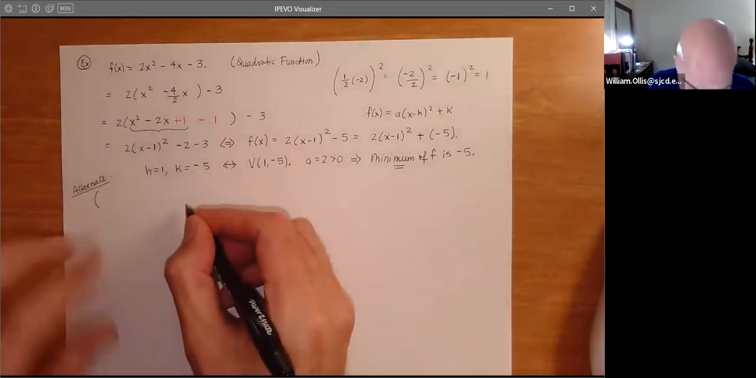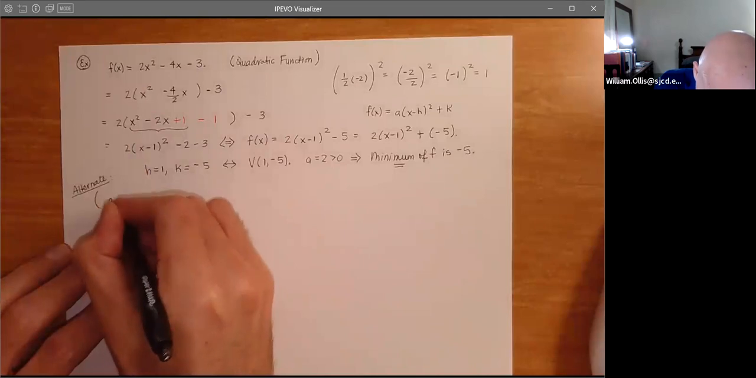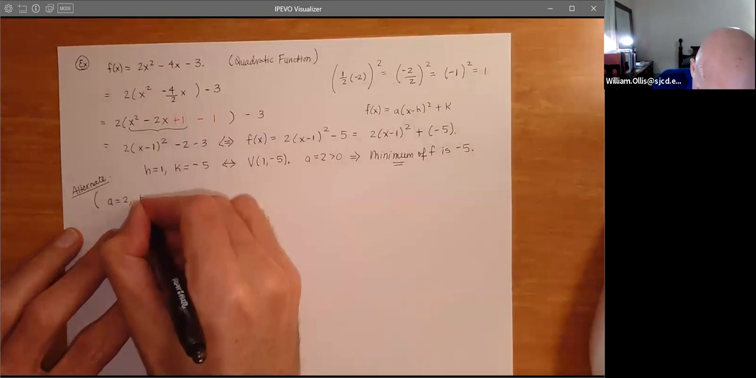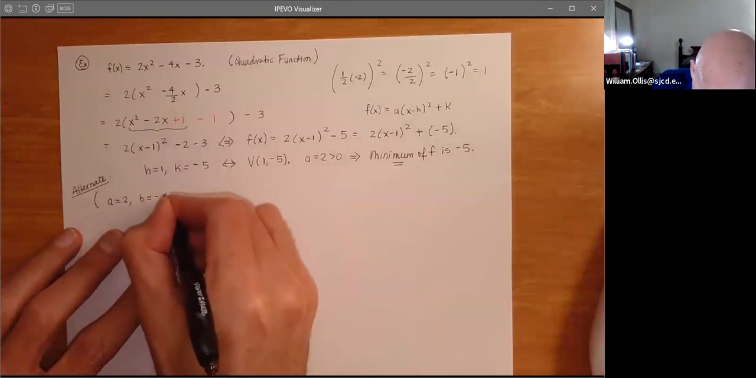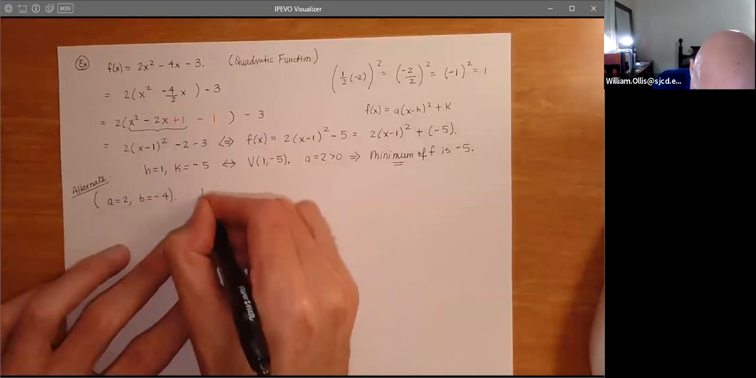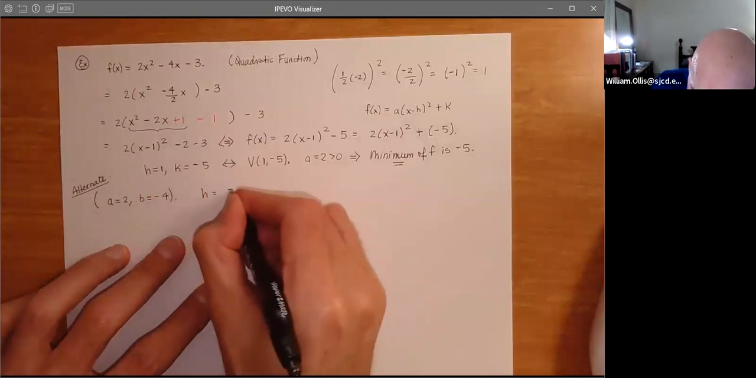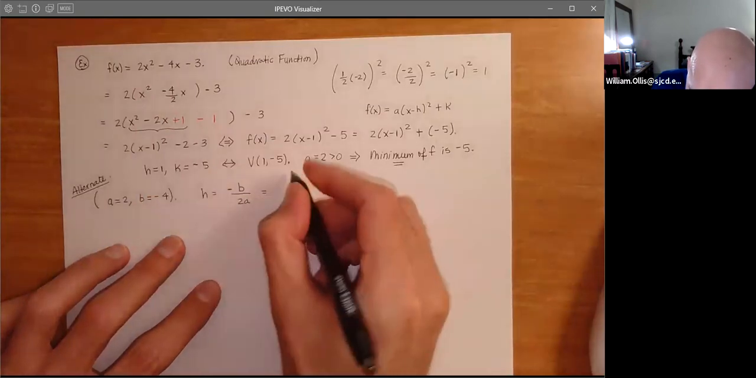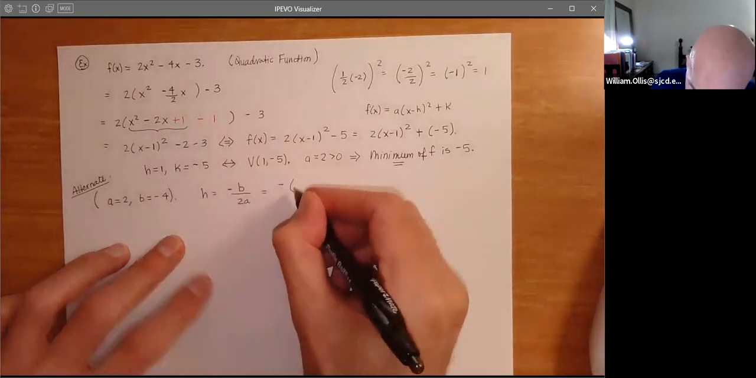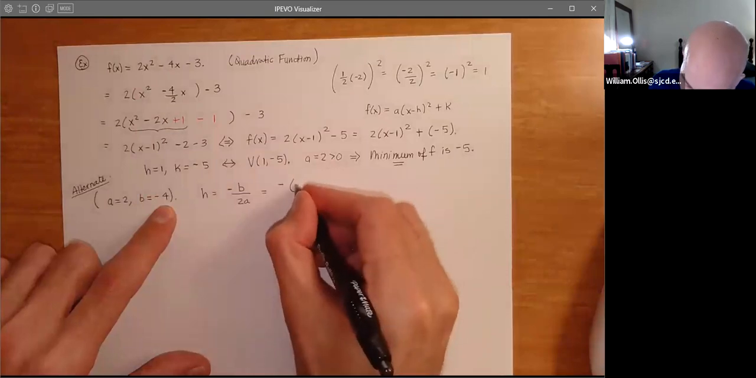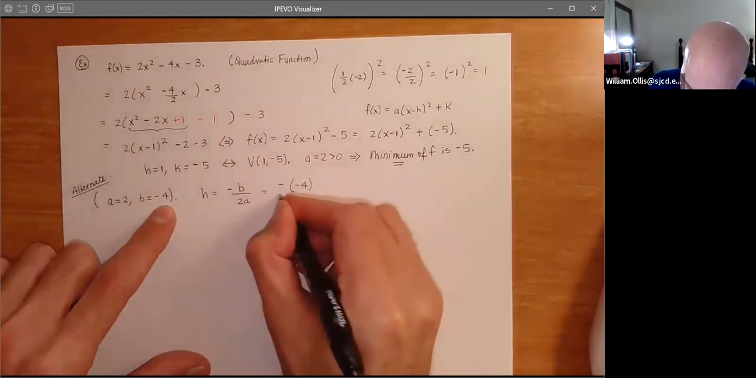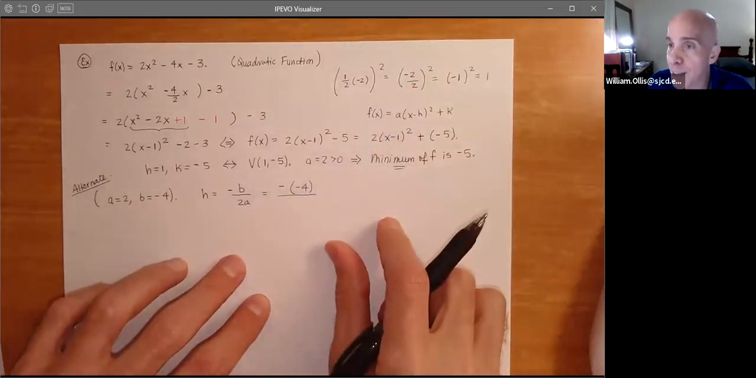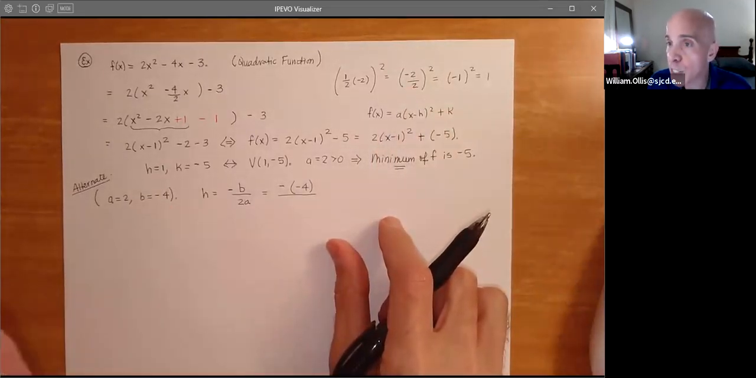So here we have A equals 2 and B equals -4. Again, standard form number 1. So then H equals the opposite of B divided by 2A. So we have the negative of -4. This is where I look at students and say, whichever method you choose, be very careful with the signs because it's so easy to trip up.